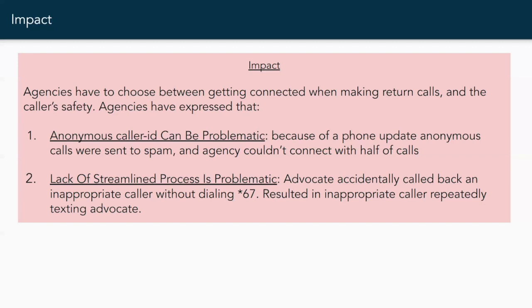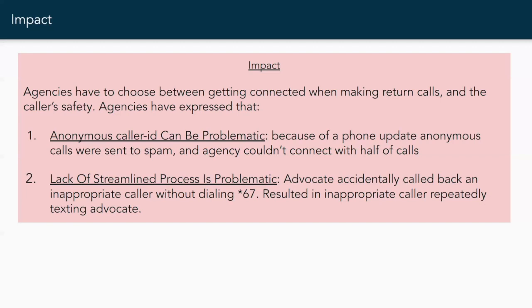So then that leads to agencies not actually being able to offer service to the people who are reaching out for it. As well as, you want to make sure that the abuser can't track the call and doesn't see that caller ID because it can have a number of repercussions.